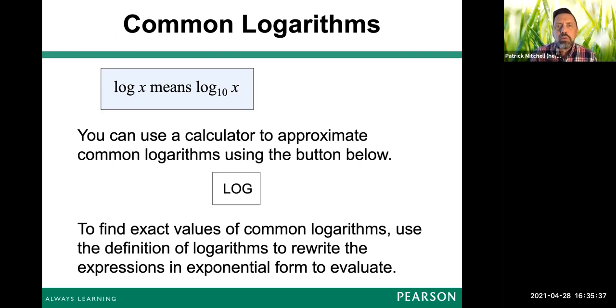So let's start with common logarithms. When you see log x, with no base indicated, that means base 10. So this is just shorthand notation for log base 10 of x. You can use a calculator to approximate common logarithms using a button that is labeled log. And to find exact values of common logarithms, use the definition of logarithms to rewrite the expression in exponential form.